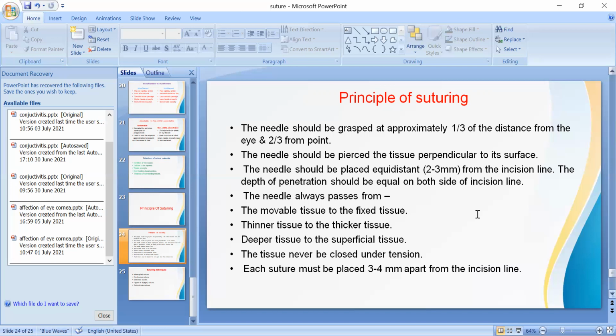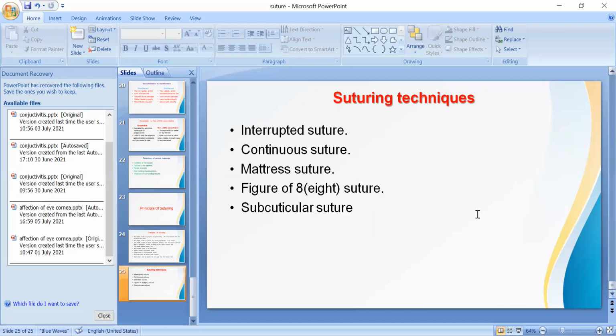The tissue should never be closed under tension. Each suture must be placed 3 to 4 mm apart from the incision lines. It depends upon small and large animal. We will discuss in later. So suturing techniques. Under suturing technique, there is interrupted, continuous, mattress, figure eight suture, and subcuticular suture. So these are the suturing techniques.